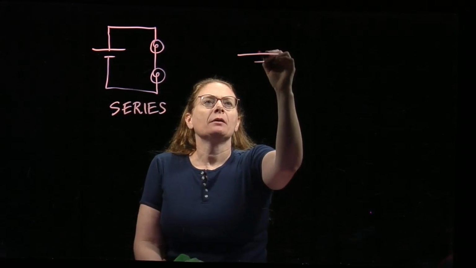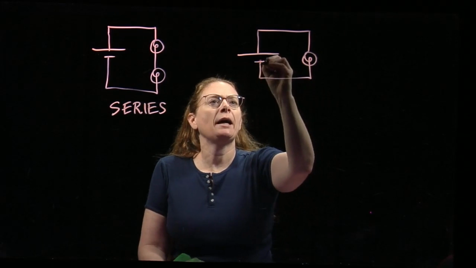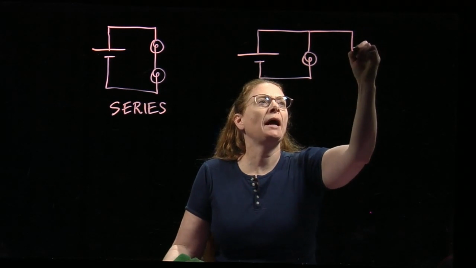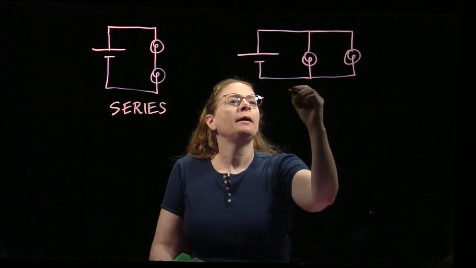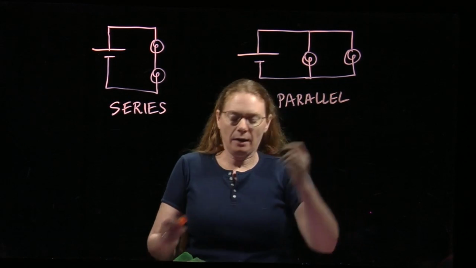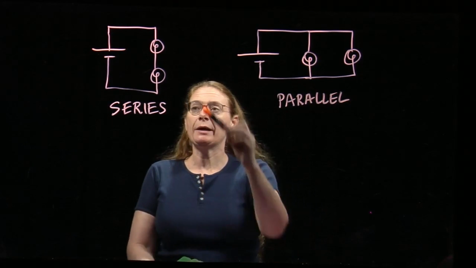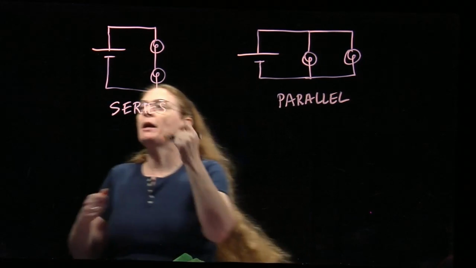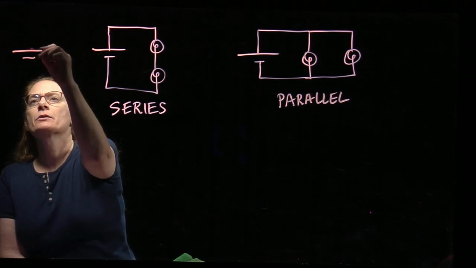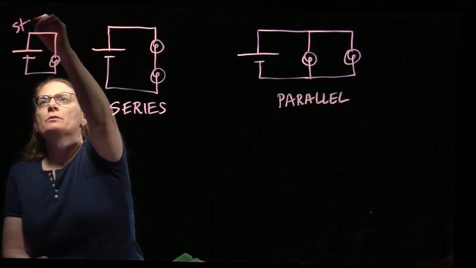The other option for multiple bulb circuits is if we have each one with its own path, its own loop, and we call that parallel. And they behave differently, they do. If we were to look at the brightness of bulbs in series compared to our standard circuit, our standard one battery, one bulb.